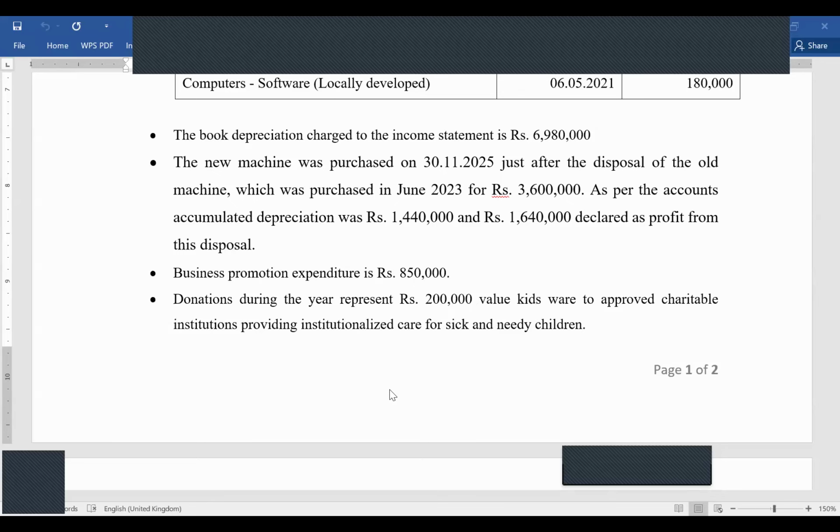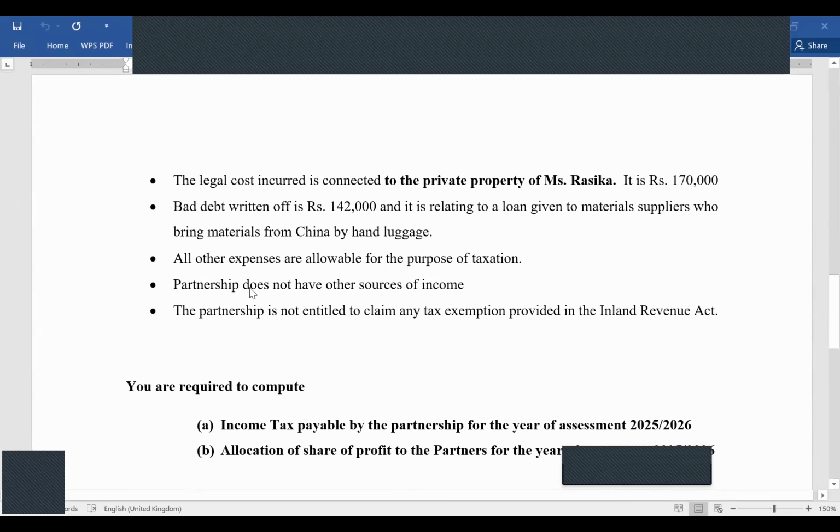So it is not a qualifying payment. The legal cost incurred is connected to the private property of Miss Rasika. So several details are given. That is, it is 170,000. So it is a payment made for a property of Miss Rasika. It is a private property. So it should be added back.